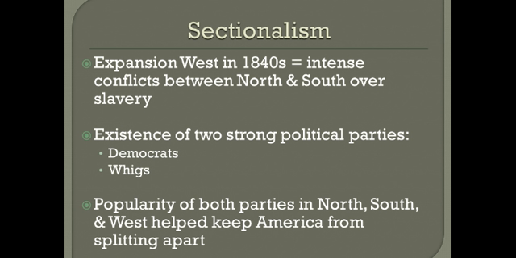So our expansion in the West in the 1840s resulted in very intense conflicts about slavery between the North and the South. Now, one of the things that saved us during this time period was the existence of 2 very strong political parties, the Democrats and the Whigs. The fact that we had these 2 strong parties anchored everybody in the nation to something national. It didn't stamp out, but it reduced the sectional tensions because people were uniting behind a national party platform. And so this helped keep us from splitting apart like we would eventually do.